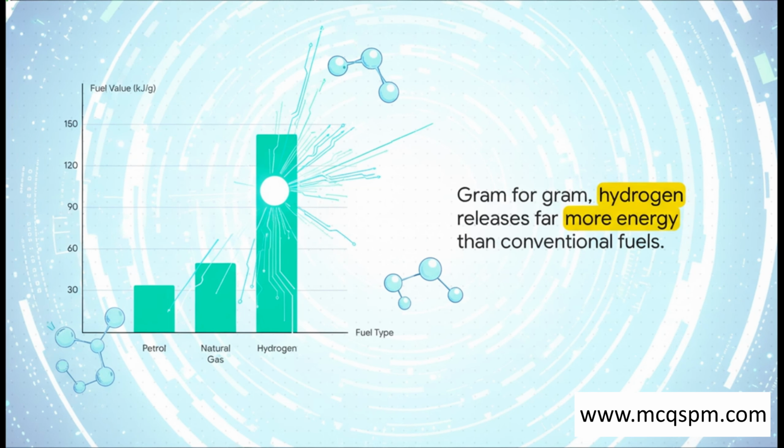And this is why that calculation is so important. This bar chart tells the whole story. Look at petrol over on the left. Its fuel value is around 34. Okay. Natural gas, it's a bit better, sitting at 50. But then, just look at hydrogen. Its bar is just towering over the others at a whopping 143 kilojoules per gram. This shows you, clear as day, that gram for gram, there's just no competition. Hydrogen is a way, way more powerful fuel.